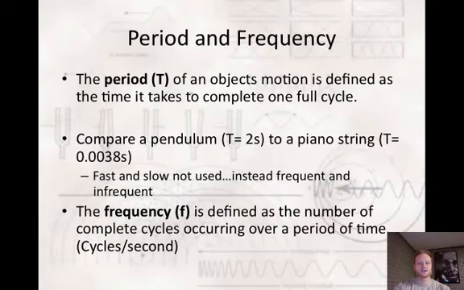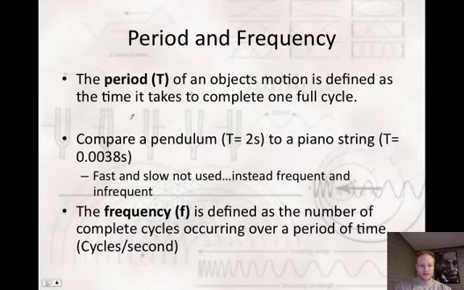Okay, so we're going to take a look at some vocab terms here. We have two terms that can get kind of confusing at times. The first is called the period, and the period is basically just the length of time it takes for an object to complete one full cycle of its motion.